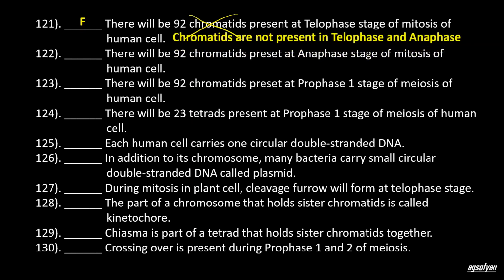There will be 92 chromatids present at anaphase stage of mitosis of human cell. Again, it is another incorrect statement, because during anaphase, the chromatids have already separated into chromosomes. So there will be no more chromatids during anaphase.